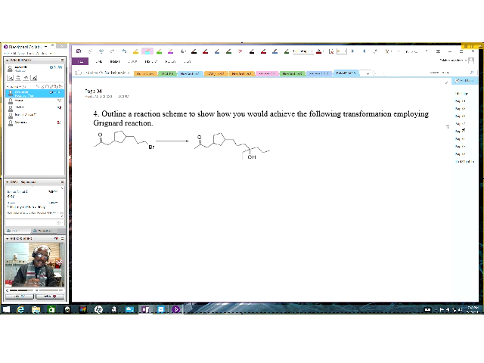Now let us do an analysis of this problem. They want us to use a Grignard reagent. I'm assuming that we're going to use a Grignard reagent on this part of the molecule. If you take a look at the starting material and the product, you will say this here will correspond to this part of the molecule.